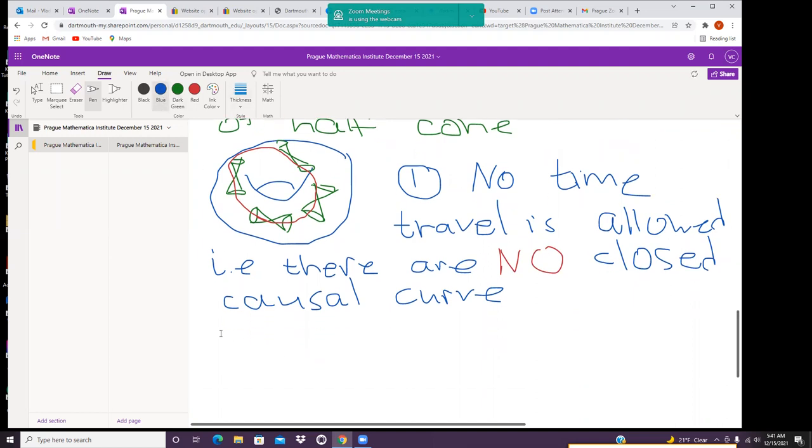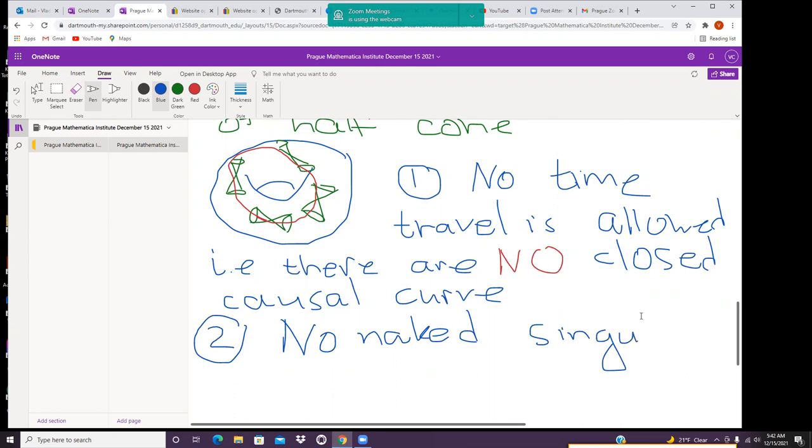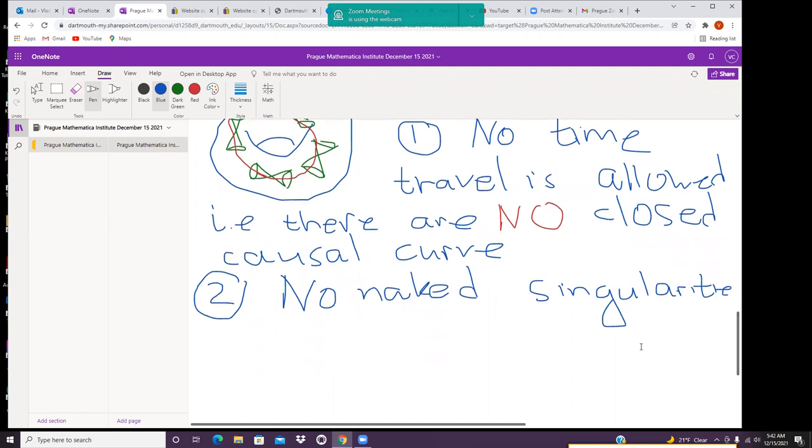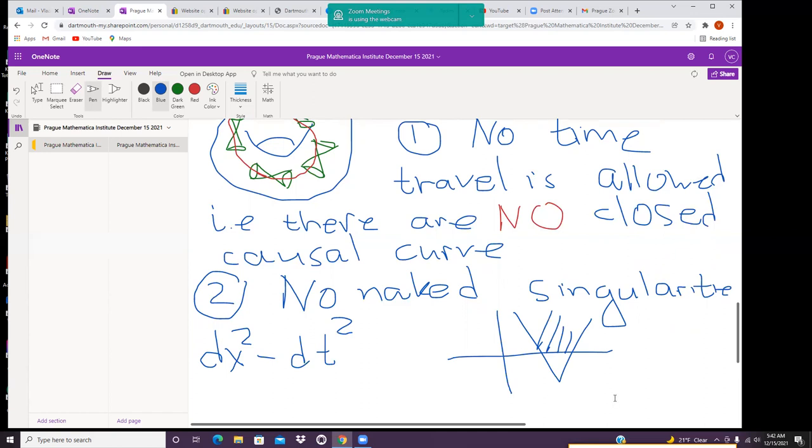And the second condition is a little bit more mysterious, which is no naked singularities. Which, of course, raises the question, what is a naked singularity? It may be best if I explain it on the level of a picture. So assume that I look at the Minkowski spacetime, the simplest possible situation. The metric is two-dimensional, dx squared minus dt squared. So the light cones are just these sectors going up. This is the light cone.